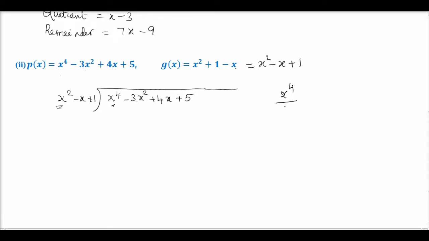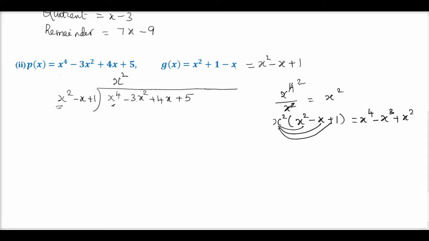x power 4 by x square. Let's divide them both. You get an x square. That is the first term of the quotient. Okay, now let's multiply this x square with the divisor. So multiplying term by term, we get x power 4 minus x cube plus x square.